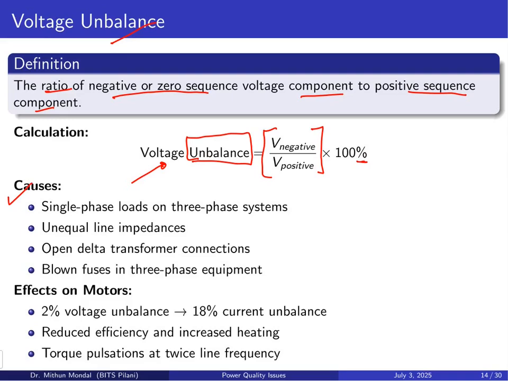The causes may be due to single phase load on a three phase system, unequal line impedances which cause unbalancing, open delta transformer connections, and blown fuses in three phase equipment. So these are some of the causes which cause the voltage unbalance. It can affect the motor.